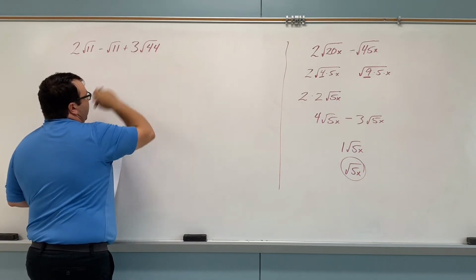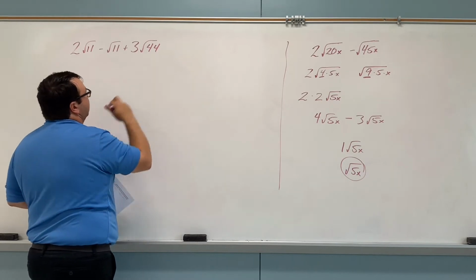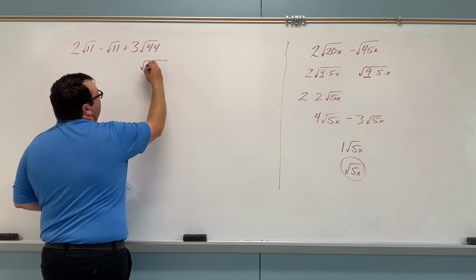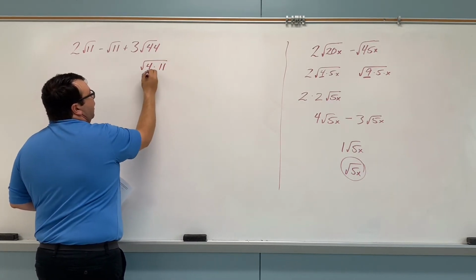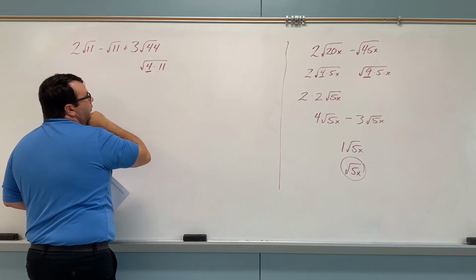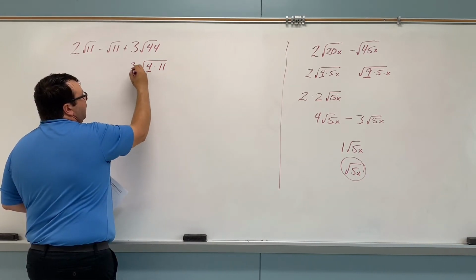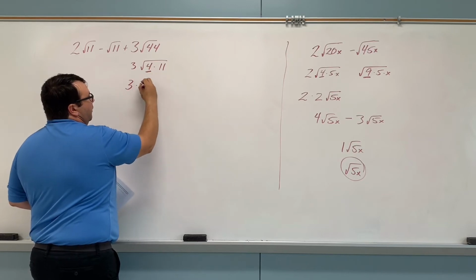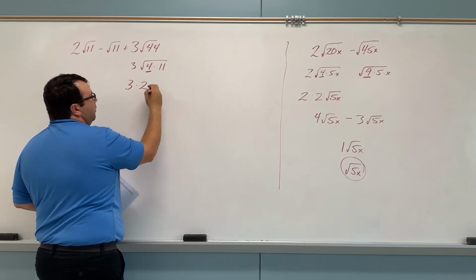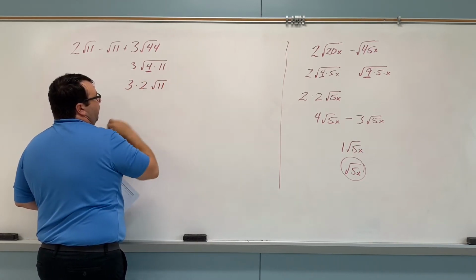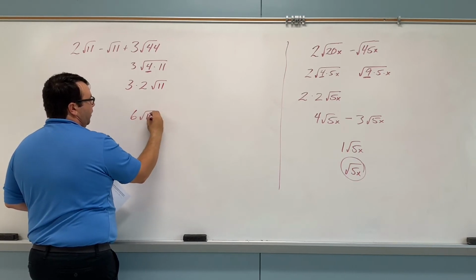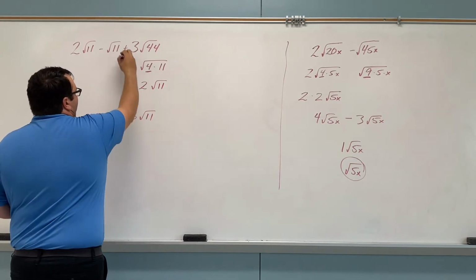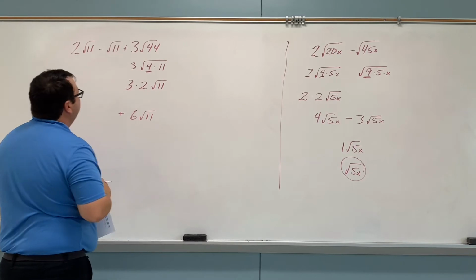Square root of 44, can I break that down? Yes. 44 breaks down into 4 times 11. There is a perfect square that I can pull out here. So I have 3 times 2, the 2 coming from here, square root of 11 left over. That is 6 square root of 11 here. I was adding that term, so I still am.